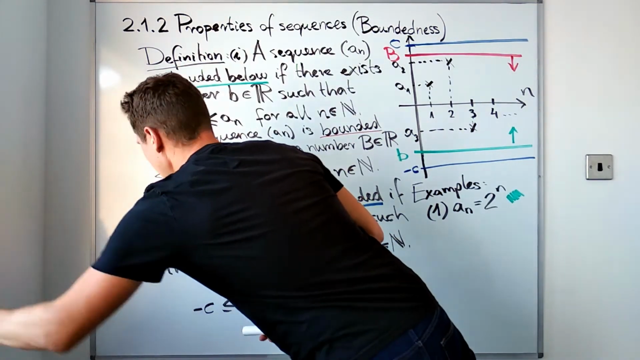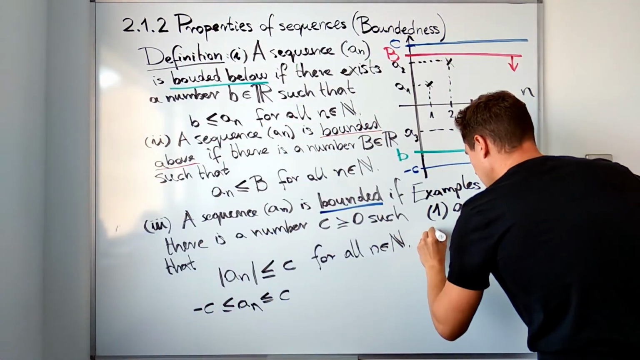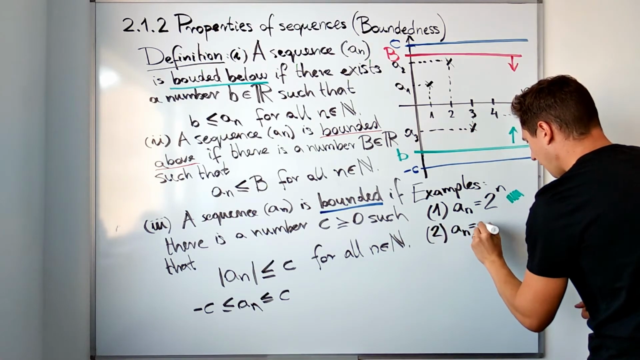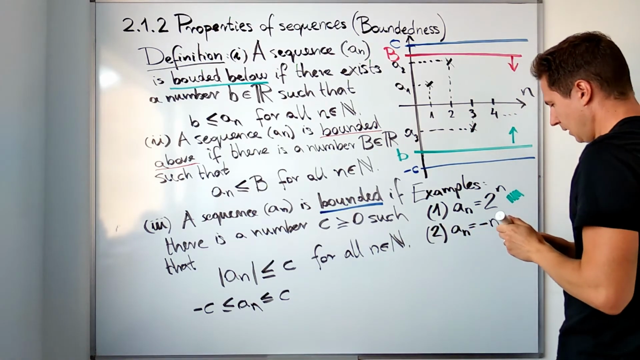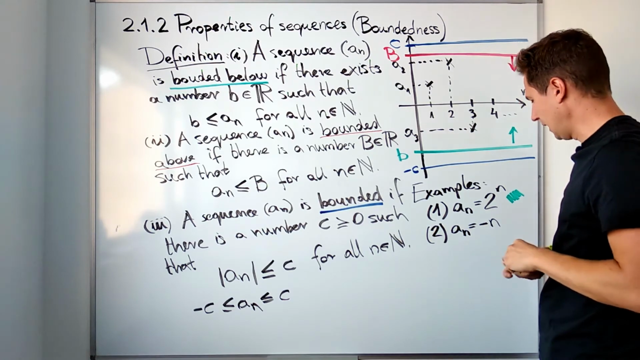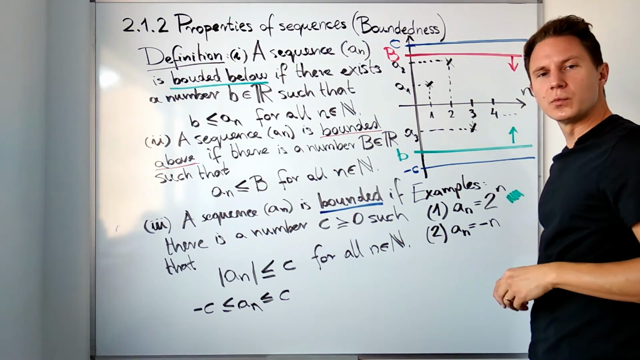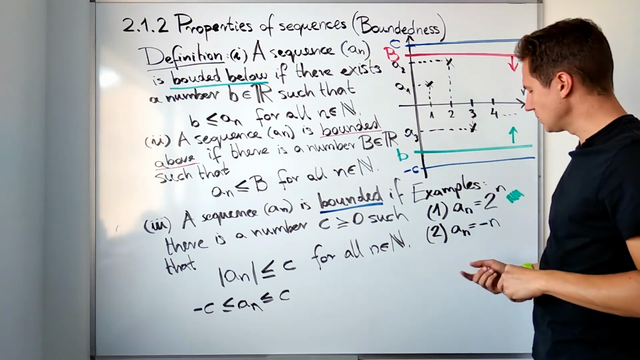Okay, for the next example, I would like you to consider the sequence a_n defined as negative n. So the nth term of the sequence is negative n. This is the sequence of negative integers, basically. Again, pause the video and decide which one of these properties does the sequence have.